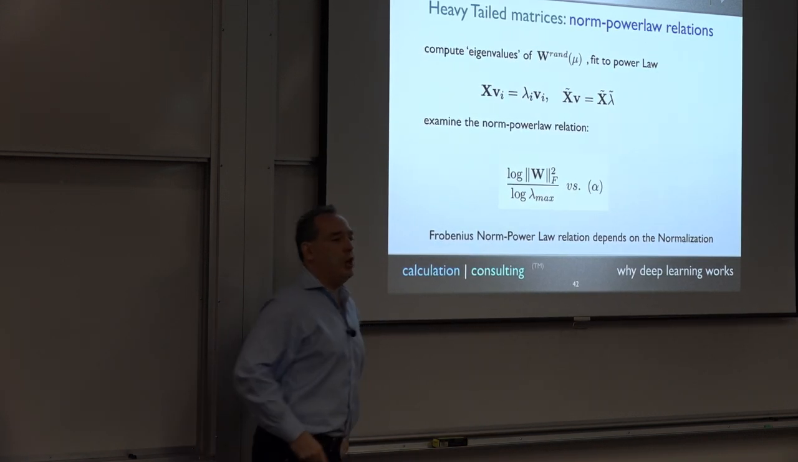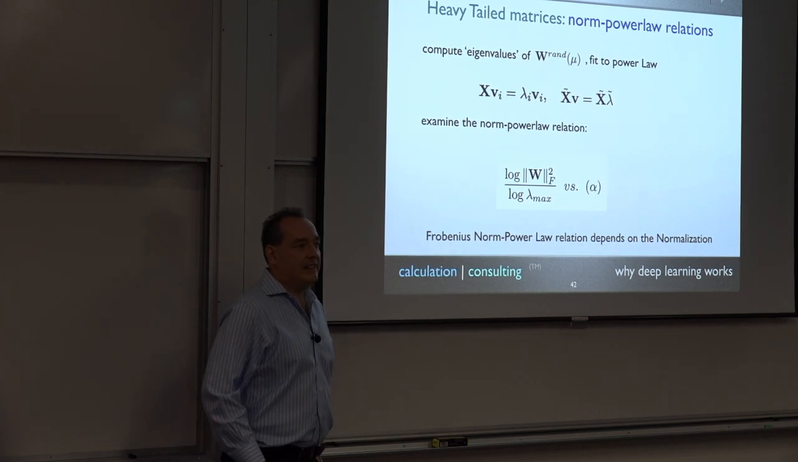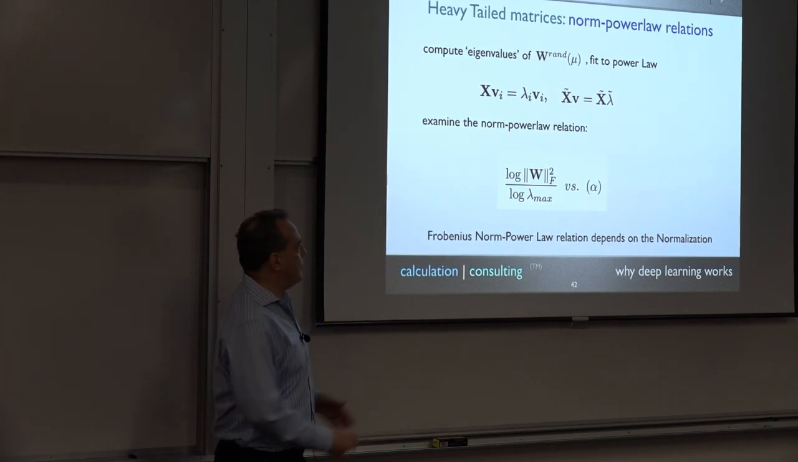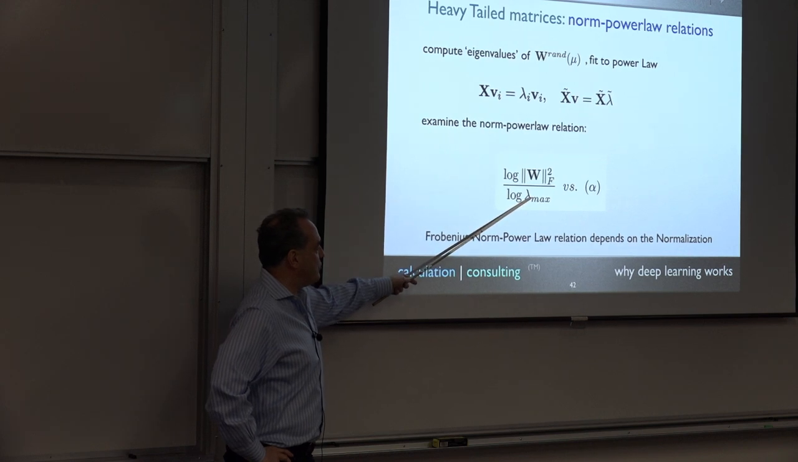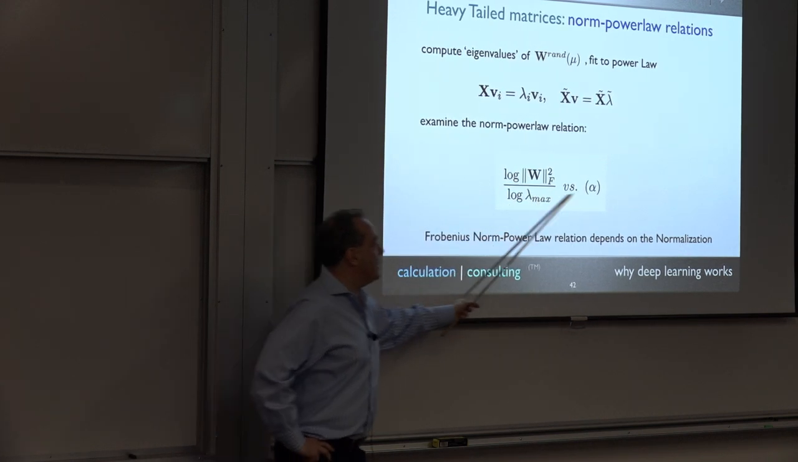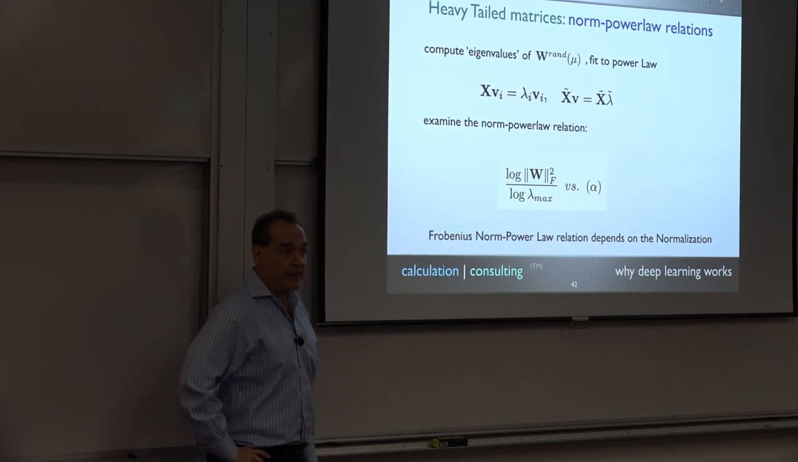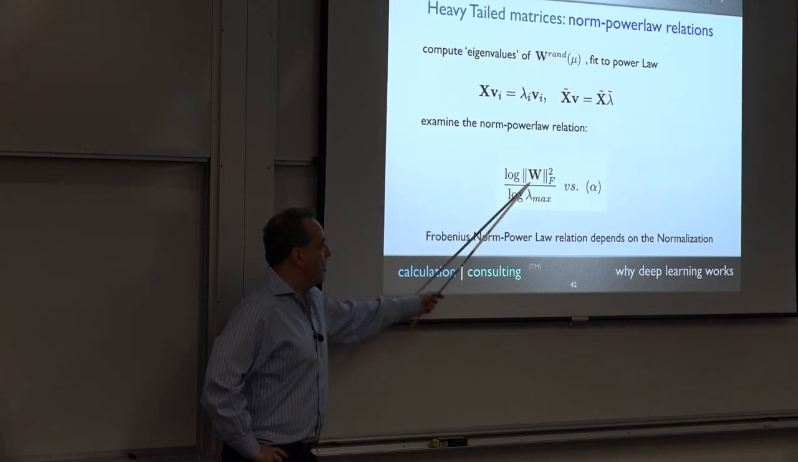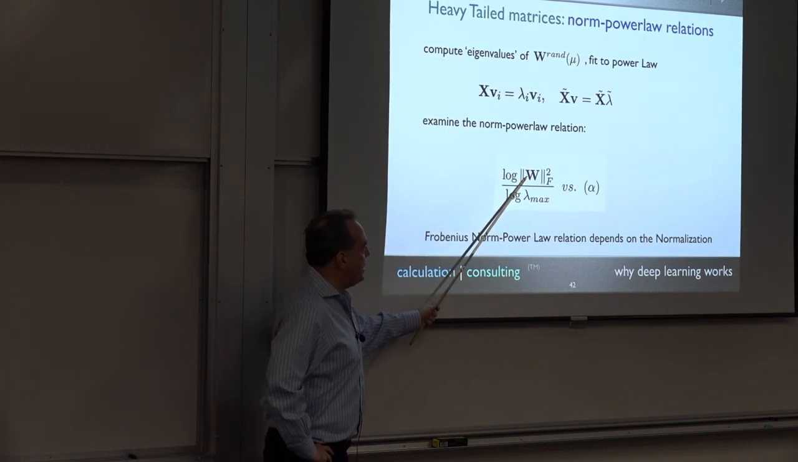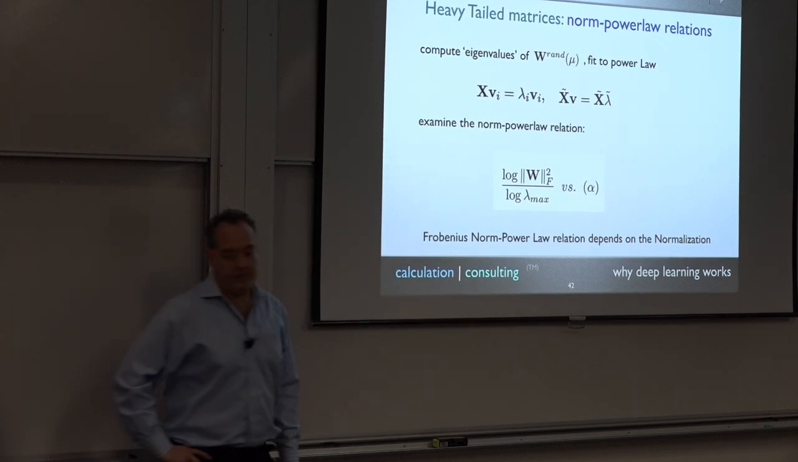It's sometimes what I call the log, the soft rank in log units. It's familiar to something like the soft rank, where this would be the Frobenius norm and this is the spectral norm, and you take the log of the ratio. I'm going to compare this to the actual power law exponent and see how it behaves, because this is what we want. We want a relation between the Frobenius norm and the power law exponent.